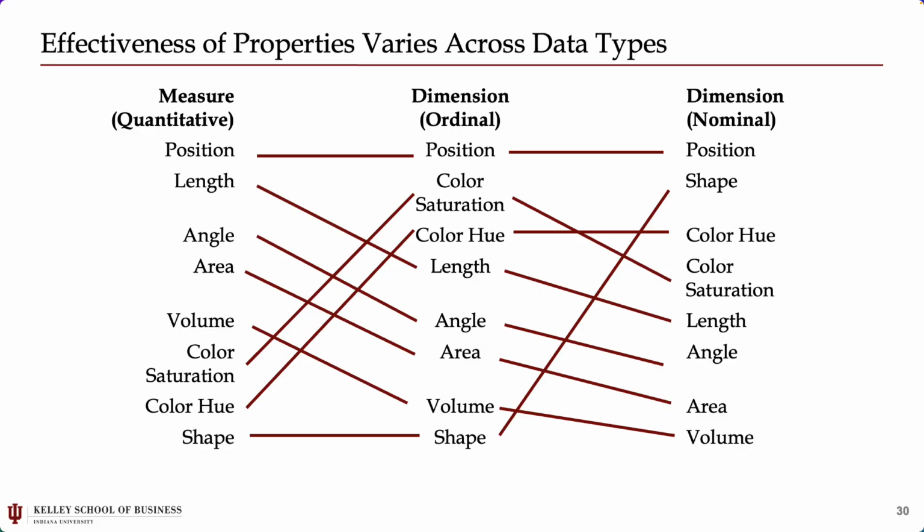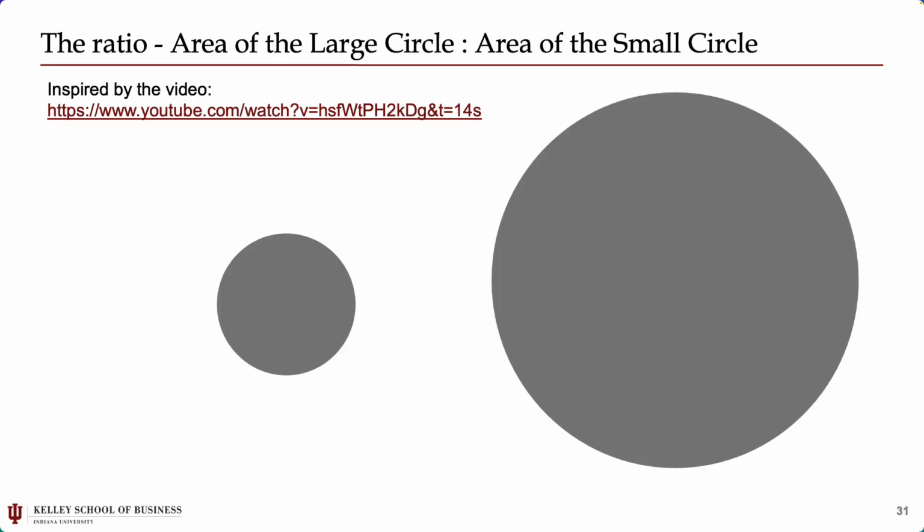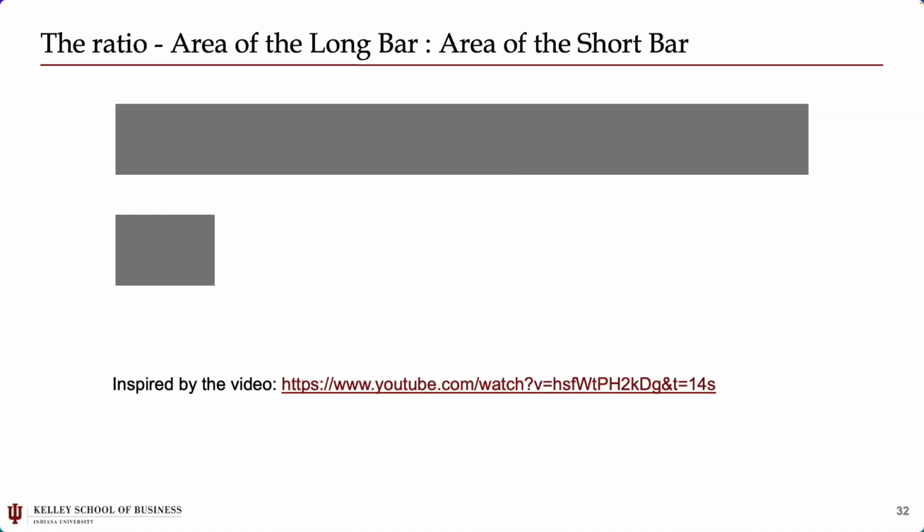Let's illustrate these examples. Let's take a look at the two circles on the slide. Can you tell how many times the area of the big circle is that of the small one? In other words, what is the ratio of the area of the two circles? You can write down the number you guessed. Now, take a look at the two bars. Can you guess how many times the area of the longer bar is that of the shorter one? What is the ratio? You can write down the number also.